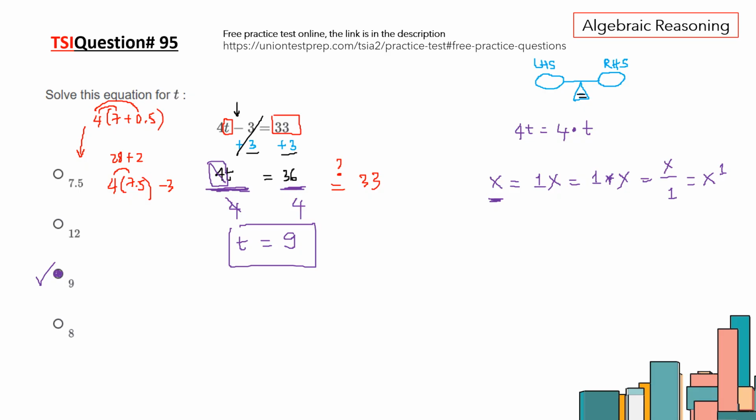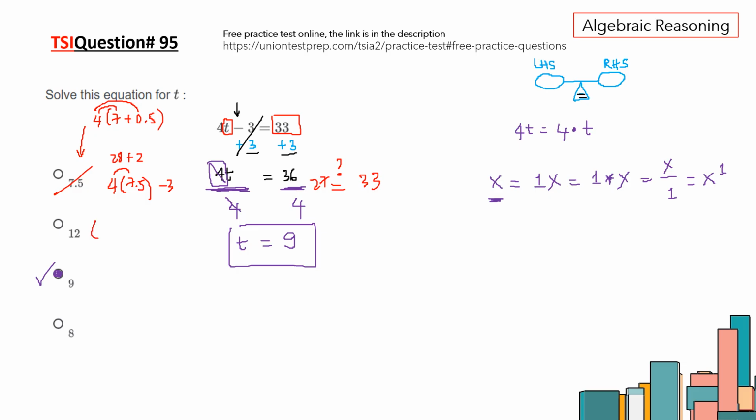But I use it to make my brain work better. So it belongs to you, okay? So 28 and 2 is 30. 30 minus 3, that's 27. And 27 is not equal to 33, so it's not the right answer.